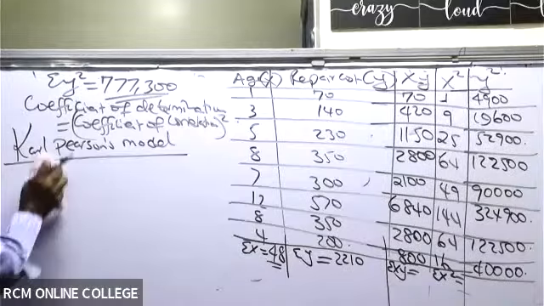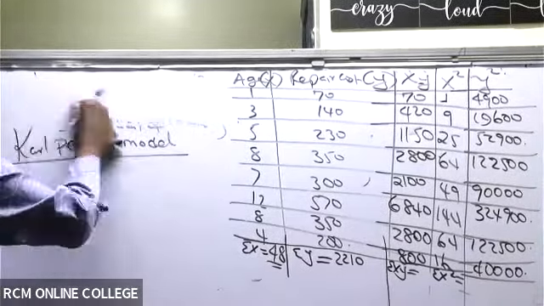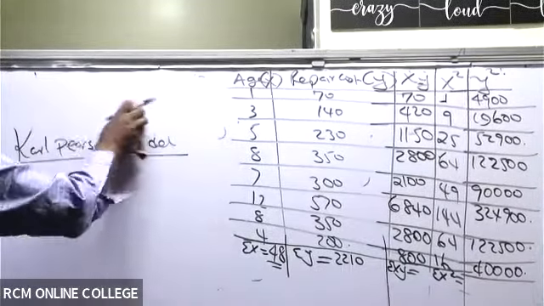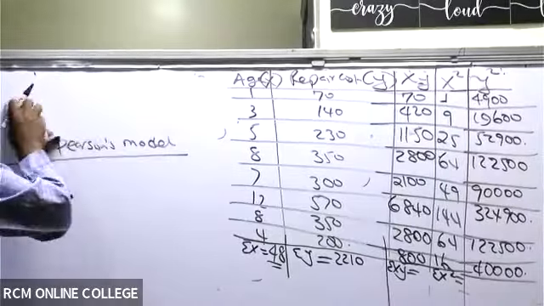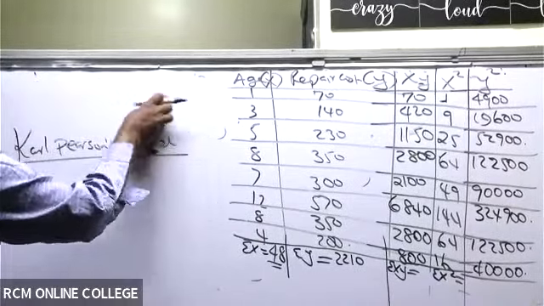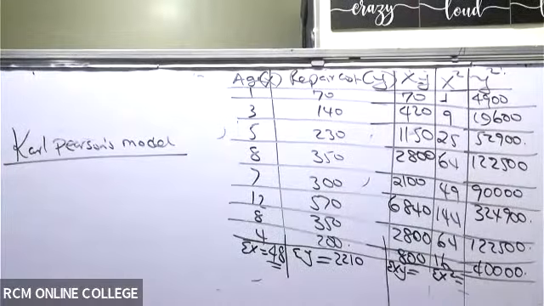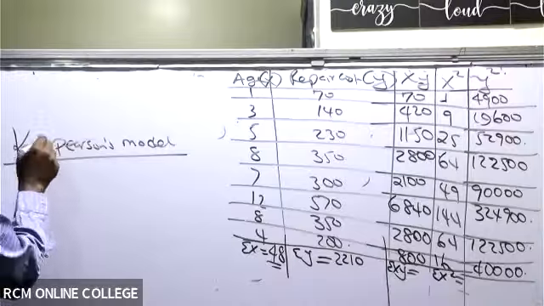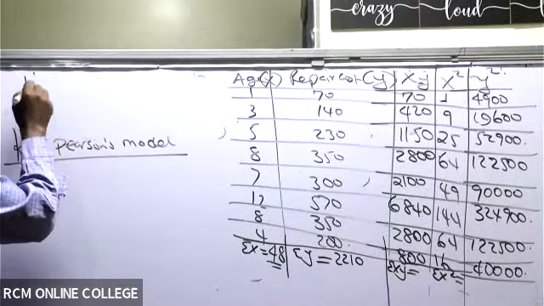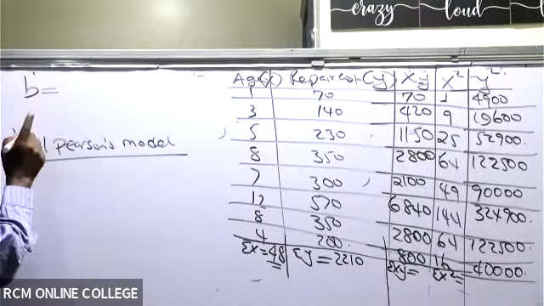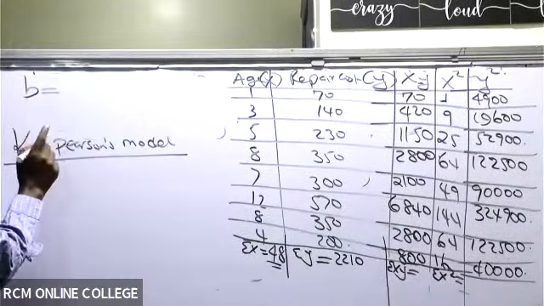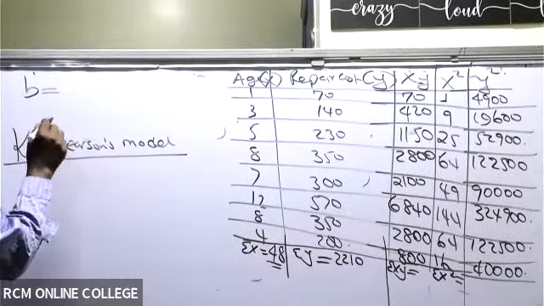The person who taught me this long time ago, over 25 years ago, of course that means that I can't be a generation Z. The person told me that for you to be able to remember the Karl-Pearson's, always start by remembering the formula of B. When you remember the formula of B, then the Karl-Pearson's correlation model will be very easy.